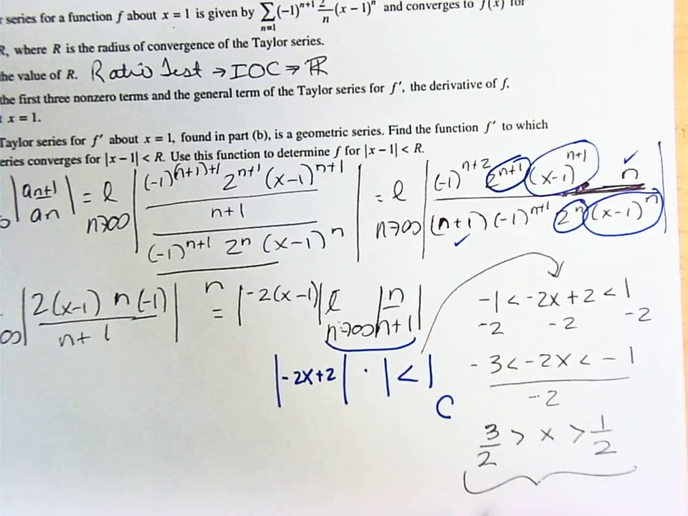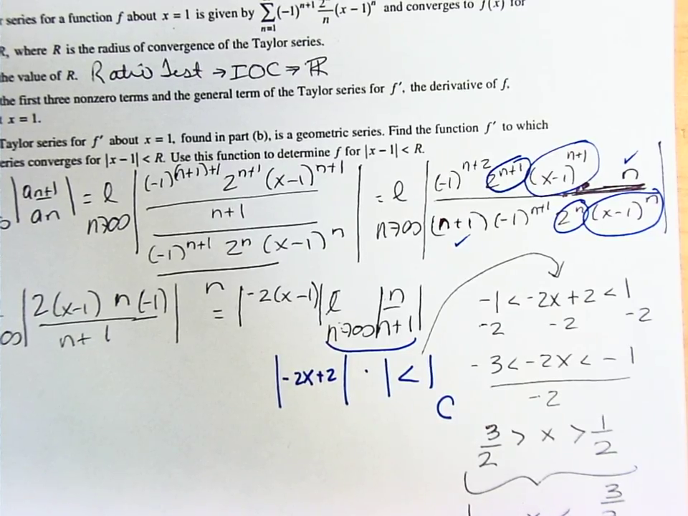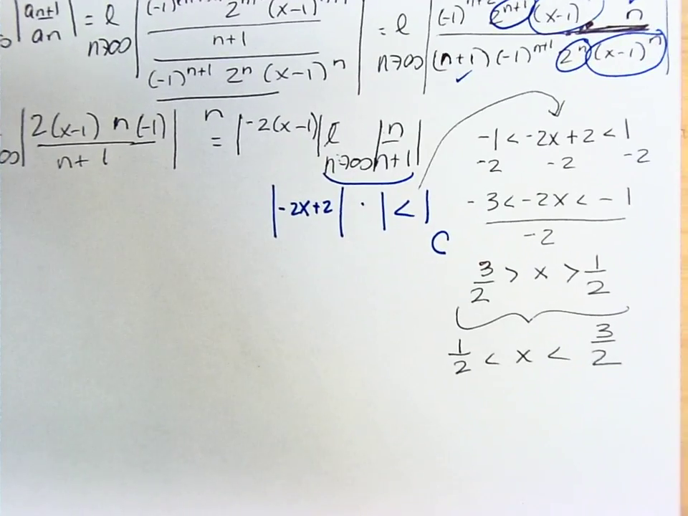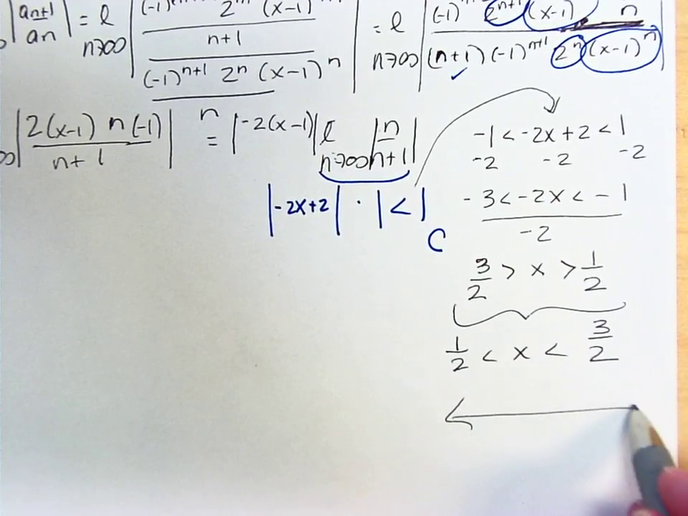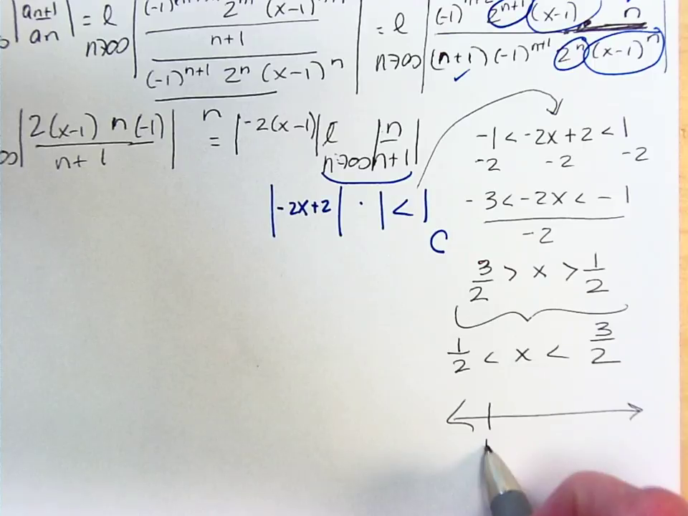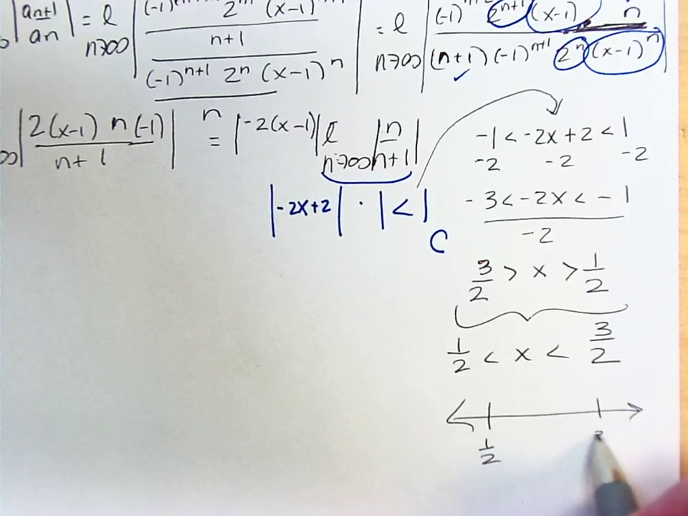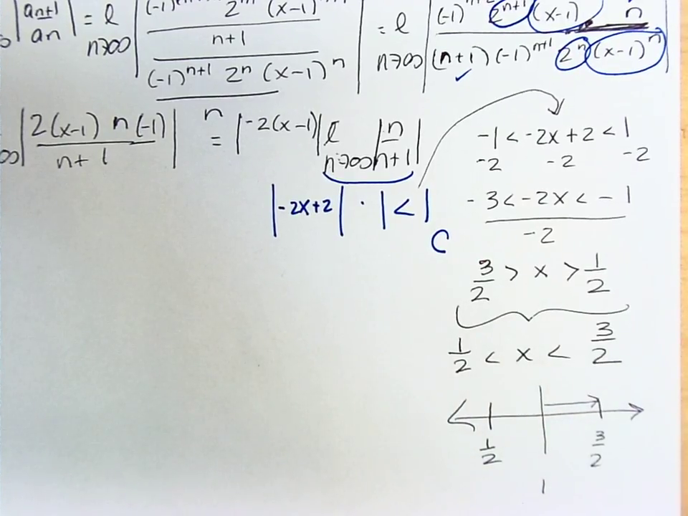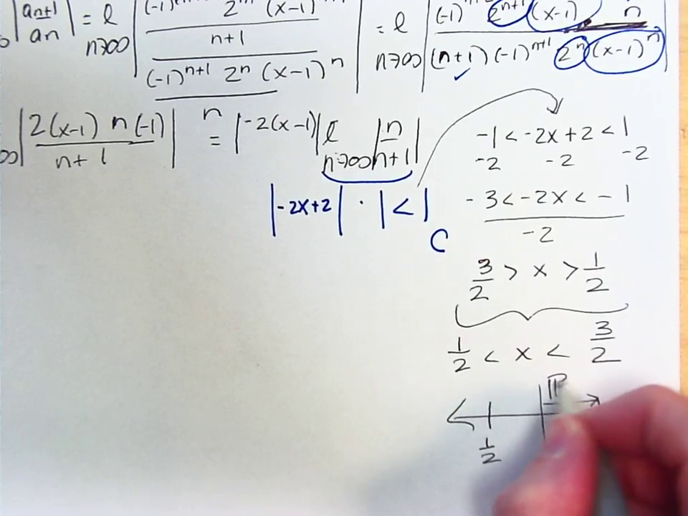And rewriting in increasing order, the inequality looks like this. And recall you're asked to find the radius of convergence. So the difference between those is 1, so 1 divided by 2 is 1/2. So the radius is 1/2.